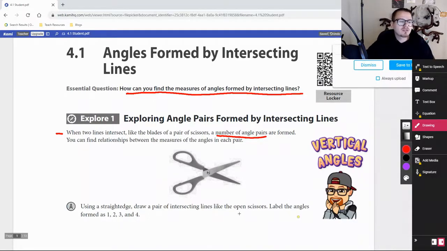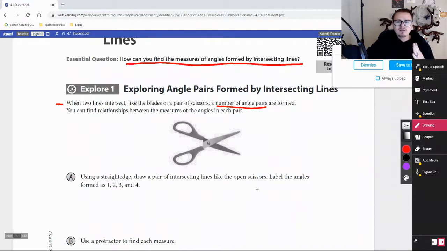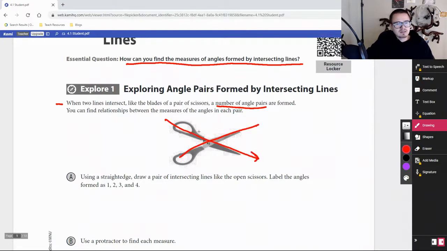So using a straight edge, draw a pair of intersecting lines like that with scissors. You guys know from past videos that this writing pad does not really work with straight edges. So what they want you to do, and you can do it down here, is to go something like this. Make sure they're lines, so they go on and on. And then label the angles: angle 1, angle 2, angle 3, angle 4. So you should draw something like that down there, nice and pretty to the best of your ability. Let's keep it moving.